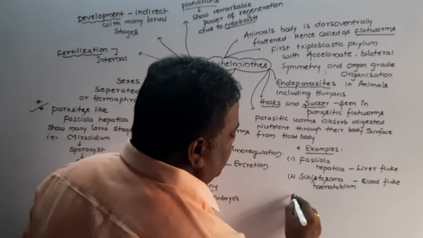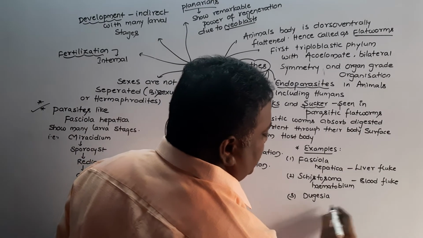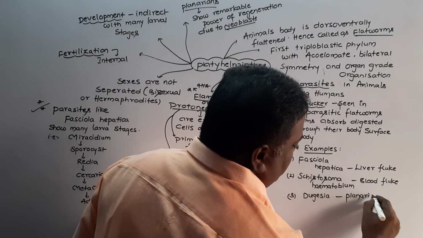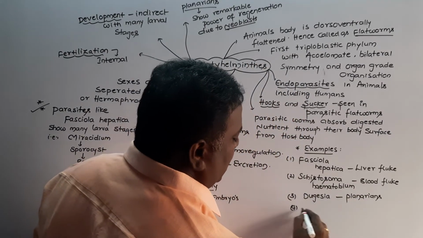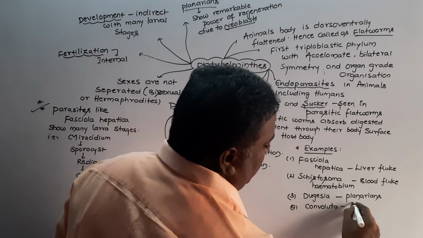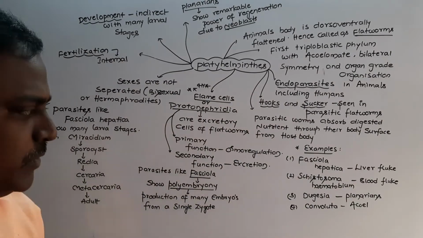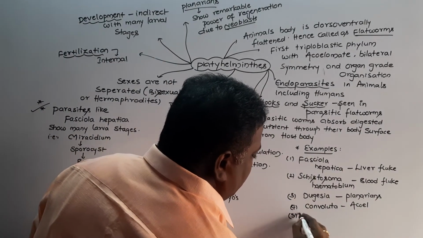And Dugesia, the most important example. Dugesia is called a planarian. And one more, Convoluta. This is one more example, which is called acoel, in which the body cavity is completely absent. Convoluta.